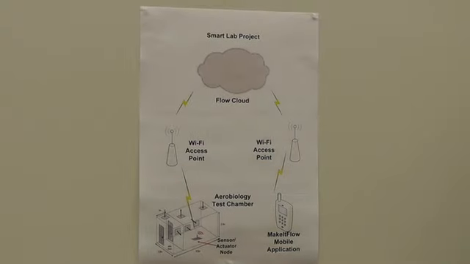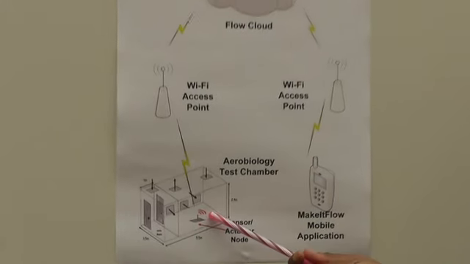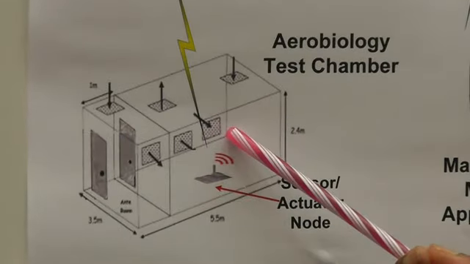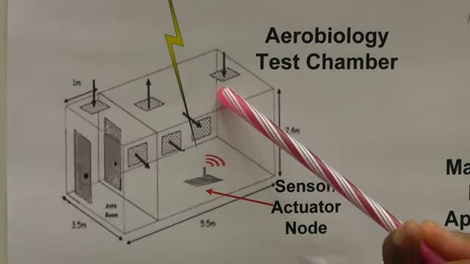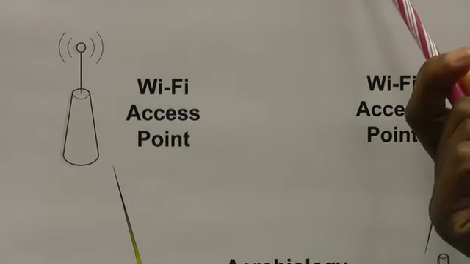This is the setup of the implementation. We have a sensor and actuator node that is built around a chipKit WiFire microcontroller board. It's located in the test chamber. It is connected via Wi-Fi to FlowCloud.